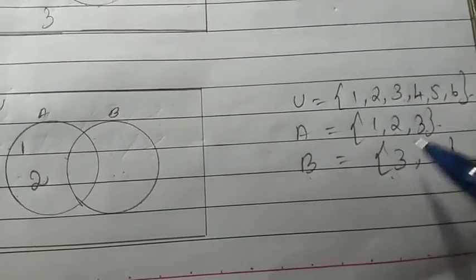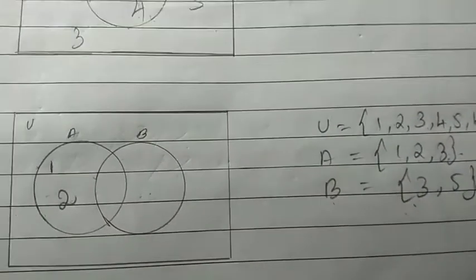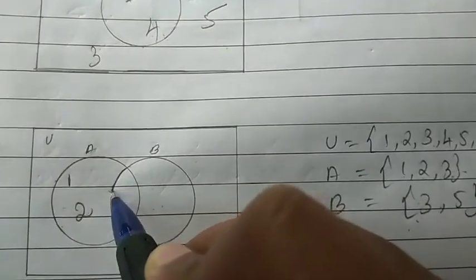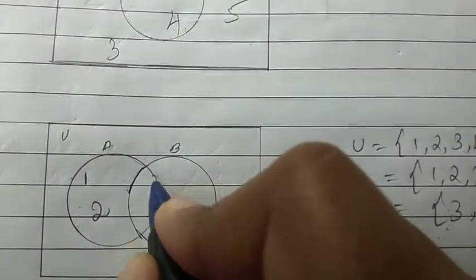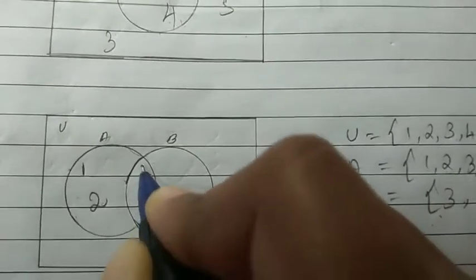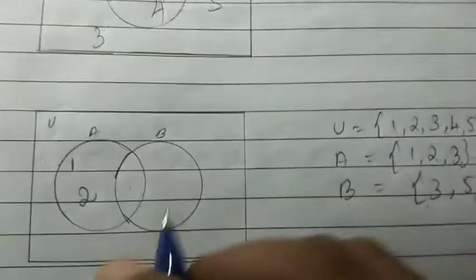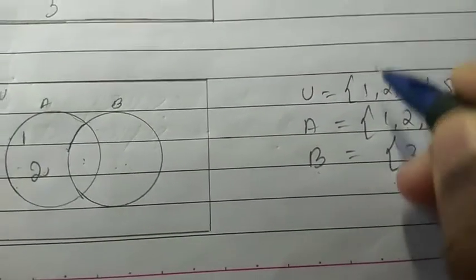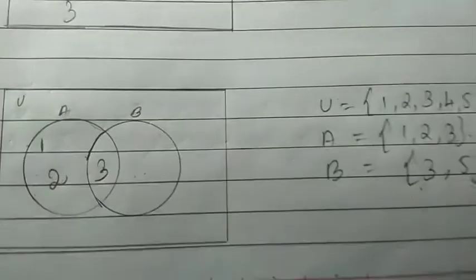3 is here. In all the three sets I have 3. So where should I write it now? Inside this part. Why? Because this is in the universal set as well as the elements in sets A and B will be written inside this part. This is the intersection. When we are joining these two, this part is common for both. So since this element is common for all three sets, I am writing it over here.